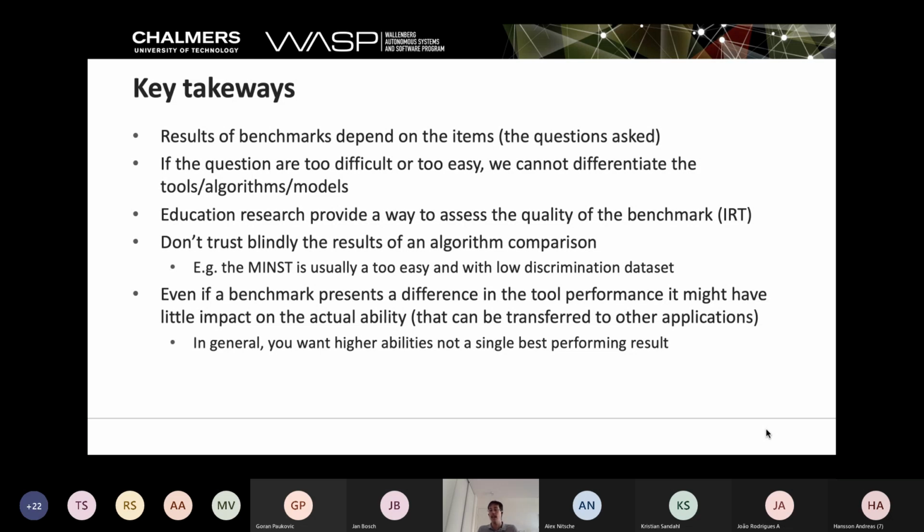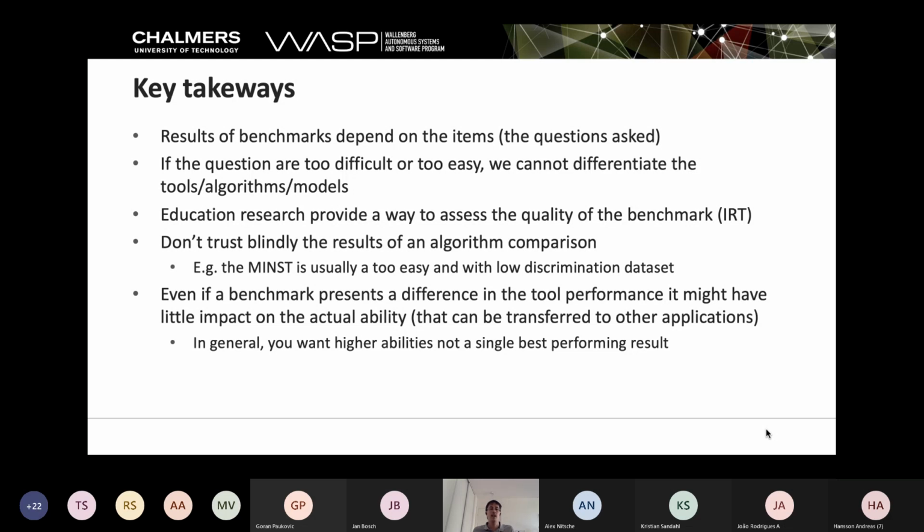So even if a benchmark presents a difference in the performance, it might have little impact on the actual ability of the tool, and that is an ability that can be transferred to other applications. Think of ability as a kind of generalization of your tool. If it performs well on a set of data sets, and those data sets are not very relevant, it's hardly transferable to another set of data sets. And in general, you want higher abilities, that is this latent variable that we're considering, and not only selecting the best performing result for a single data set.